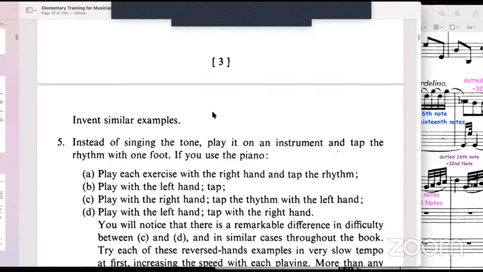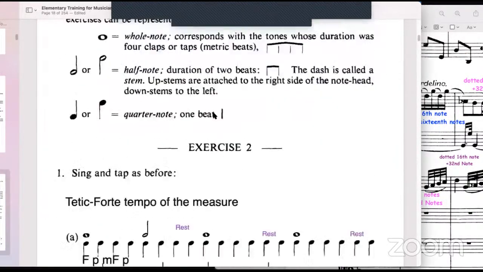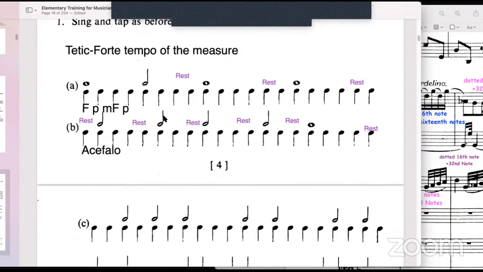Let's go to our elementary training for musicians by Paul Hindemith. If you have time to read his preface, he kills the singers. Anyway, but the point is to work on the rhythm. Let's add on a metronome. I can get my metronome here.